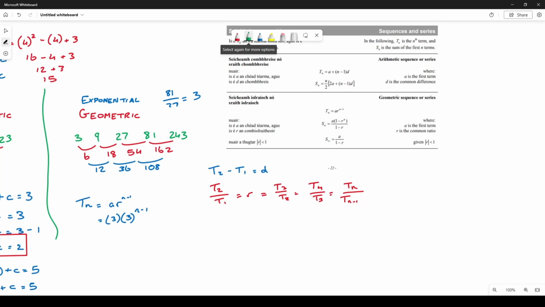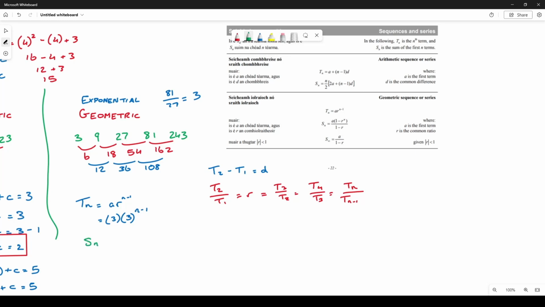But that's the Tn formula then for that. So if I put in 5, for example, I would end up with 3 multiplied by 3 to the power of 5 minus 1. And if you put that in your calculator, trust me, it is 243. Well, don't trust me. Put it in your calculator then. But that's cool.